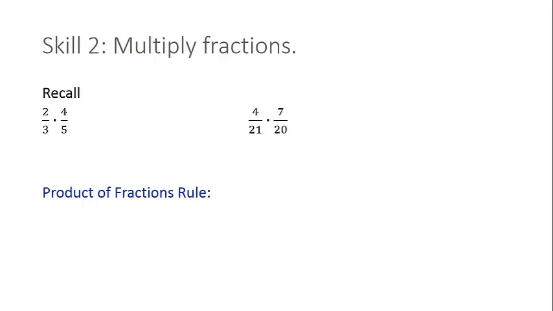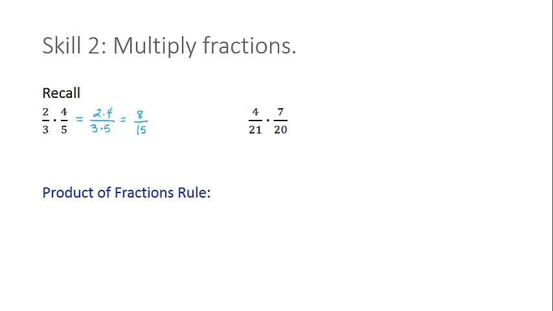The second skill that you need to be able to solve a rational equation involves multiplying fractions. So let's just review some of the basics for multiplying numeric fractions. Recall if I have, for instance, 2/3 times 4/5, the rule for multiplying fractions is that I multiply the numerators and multiply denominators. So 2 times 4 over 3 times 5, which simplifies to be 8 divided by 15.